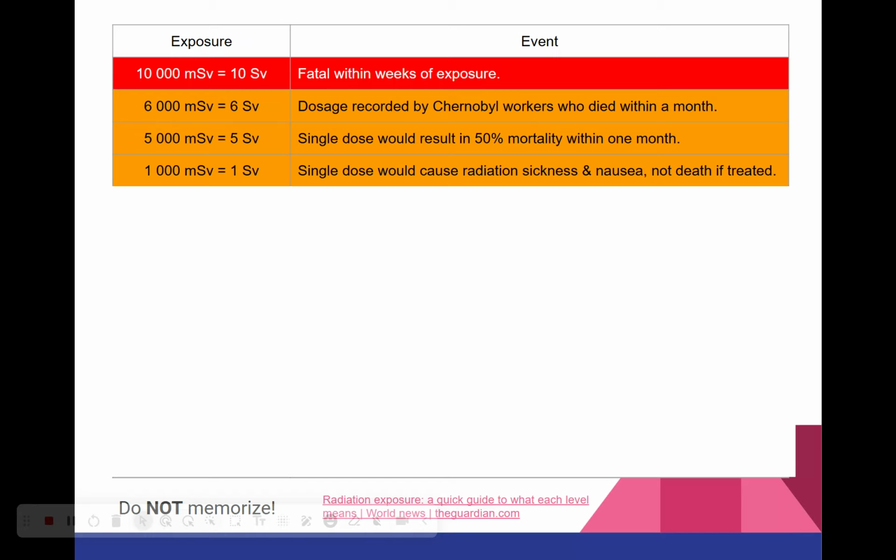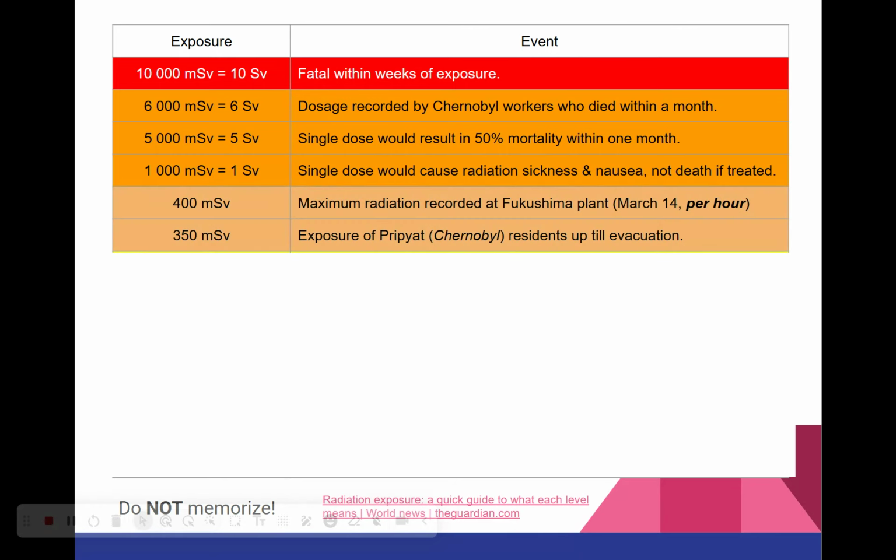If you start dropping down from there, 6 sieverts, 5 sieverts, 1 sievert, you can see we're dropping down through the thousands of millisieverts. We are talking about radiation that is still significantly harmful. The Chernobyl workers did die from exposure to 6 sieverts of radiation. But if we can get lower than that, we do see that we start having the chance of being able to save the person if they receive proper medical care and, let's be honest, they have some luck.